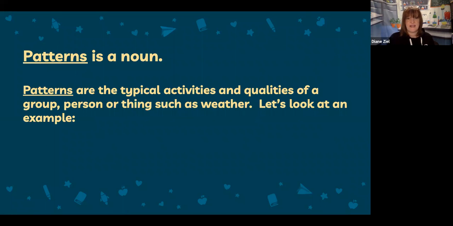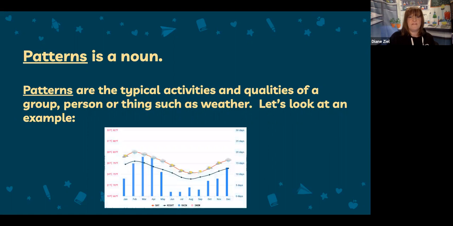Patterns. Patterns is a noun. Patterns are the typical activities and qualities of a group, person, or thing, such as weather. In other words, they repeat over and over again. Let's take a look at an example. This is an example of a graph showing the weather patterns in one area. Meteorologists, which we'll talk about in a moment, can study these patterns to help them make predictions about the weather. In other words, they can watch what happens over and over again and take that data and information to help them with their predictions.